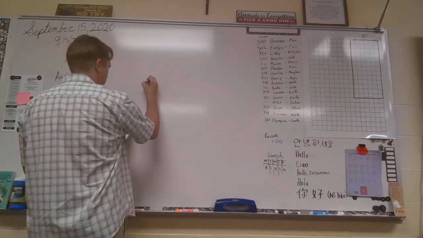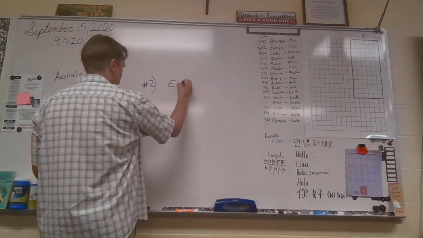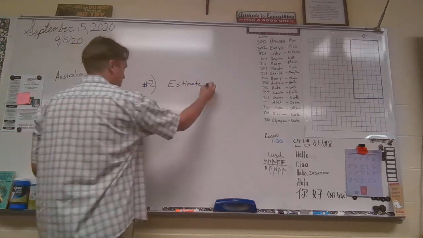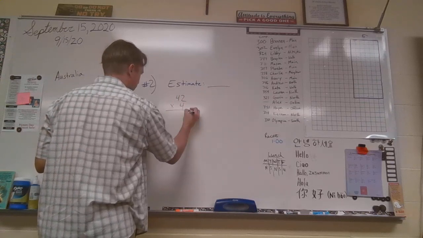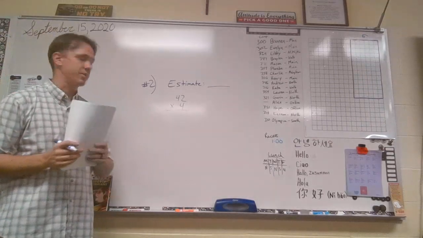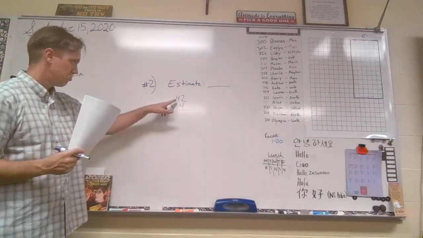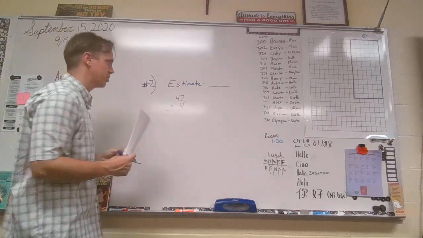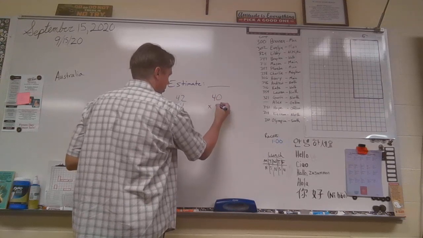So number 2. First of all, it says estimate. And then we have 42 times 4. First thing we need to do is figure out what our estimate is. So 42, is it closer to 40 or is it closer to 50? Well, since it's 42, that's only 2 more than 40, but it's 8 away from 50, so it's closer to 40. So our estimate is going to be 40 times 4.